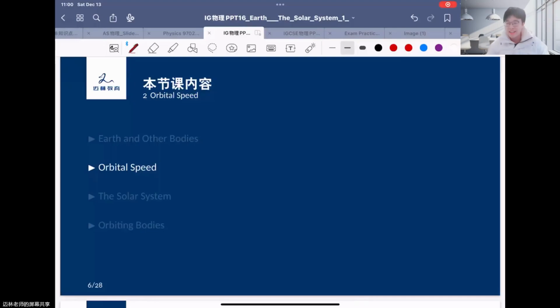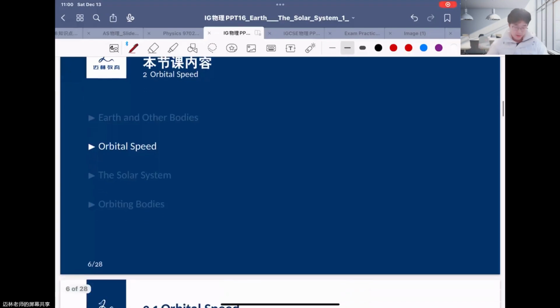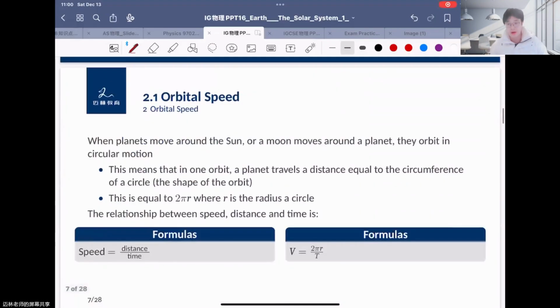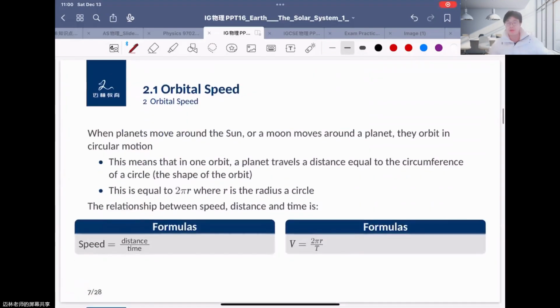Okay, hello guys. Today our topic is about orbital speed. We are talking about the motion of a satellite or some planets around the sun and around a planet. Okay, so let's move to this part. It's very interesting. It's about a kinematics part and an astronomy part. Okay, so let's move to the first part about orbital speed.